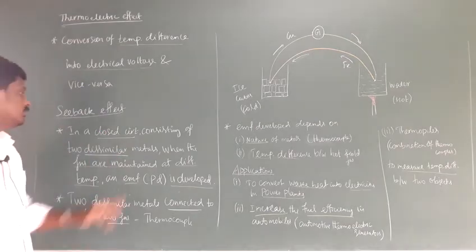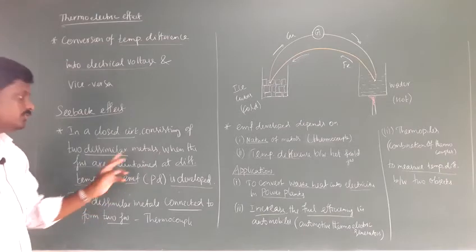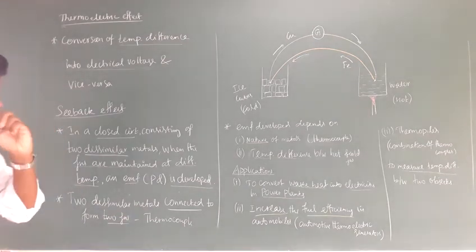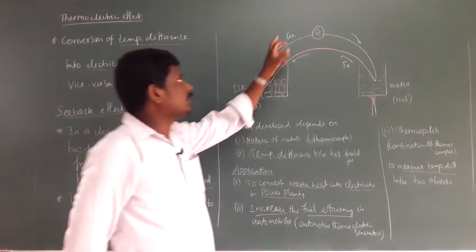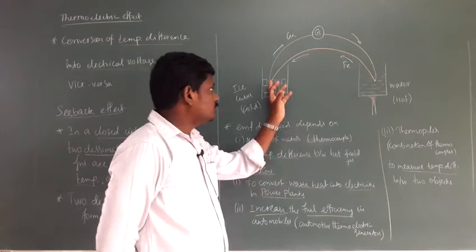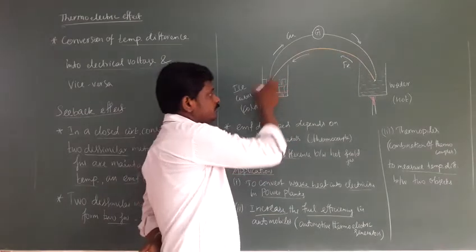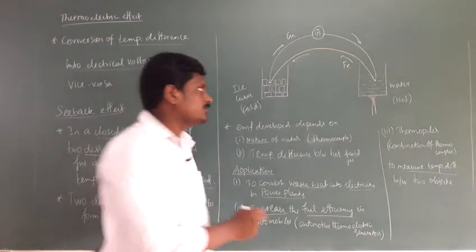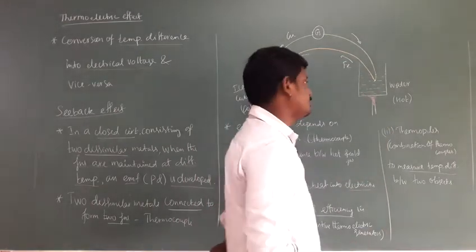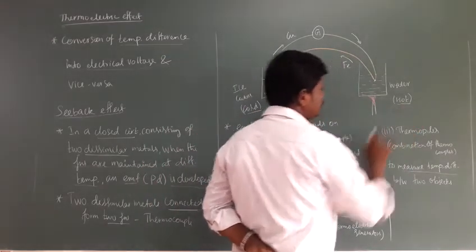In a closed circuit consisting of two dissimilar metals, when the junctions are maintained at two different temperatures, an EMF is developed, that is, a potential difference. Here copper and iron are connected to form two junctions, maintained at two different temperatures. One container is filled with ice cubes, the other with water boiled using some heat source. This junction is the cold junction, and this is the hot junction.